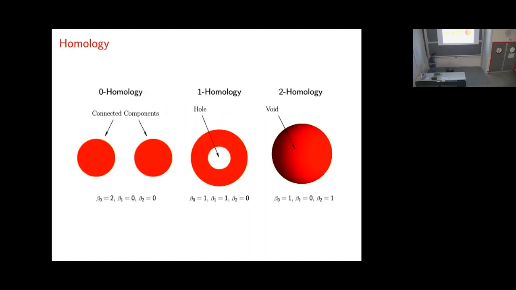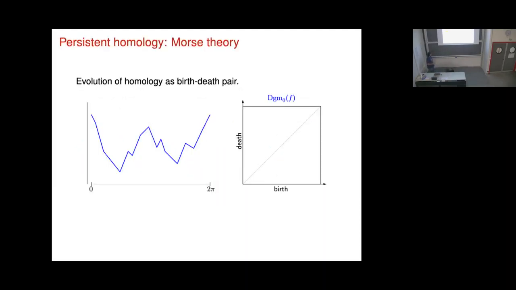Okay, the other summary, which I'll talk about a little bit less, is what's called homology. Betti 0 is the number of connected components. Betti 1 is the number of one-cycles. Betti 2 is the number of holes. And you can go on, but it's hard for me to show pictures. And so this is Morse theory in 20 seconds.